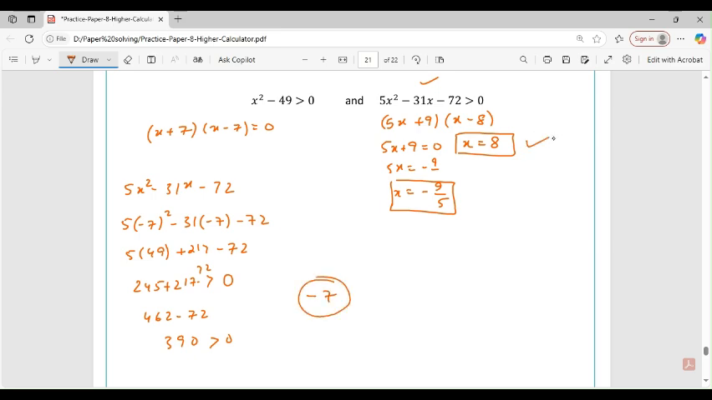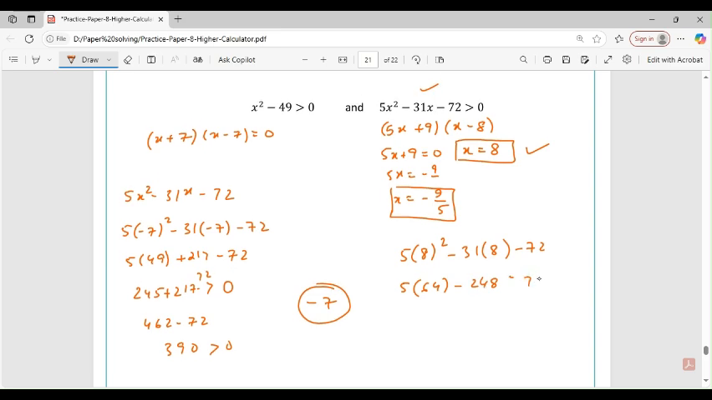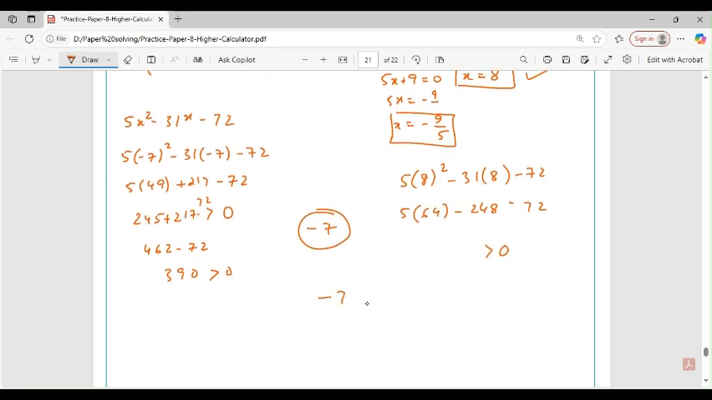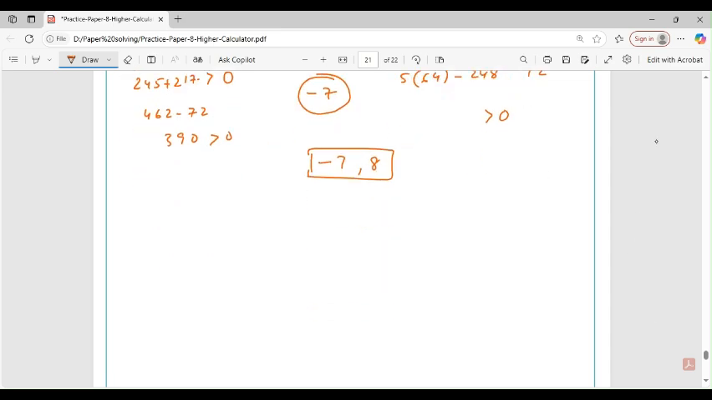Now from here I see 8. If I put this 8 over here, 5 times 8 squared minus 31 times 8 minus 72. We should know that this value should be greater than 0. So 5 times 8 squared is 320, minus 31 times 8 is 248, minus 72. By looking at the numbers, I know very well that this value will be greater than 0. So negative 7 and positive 8 are the two values that suit the given expression.